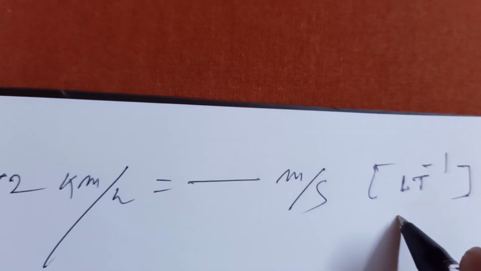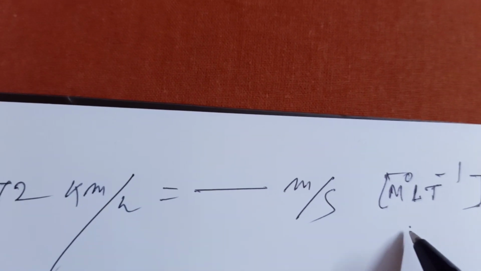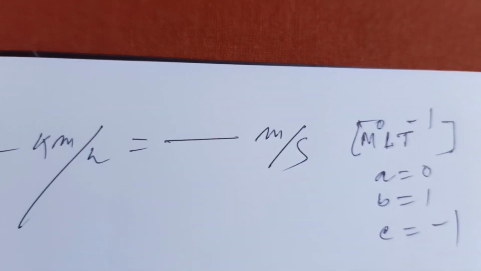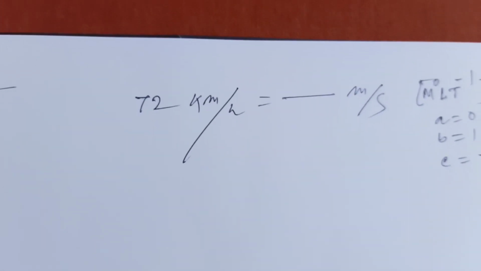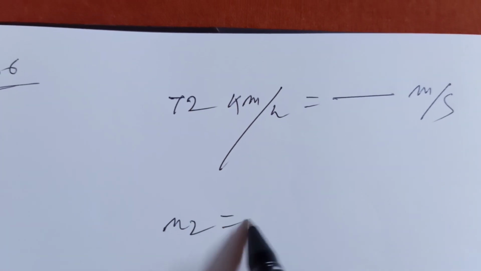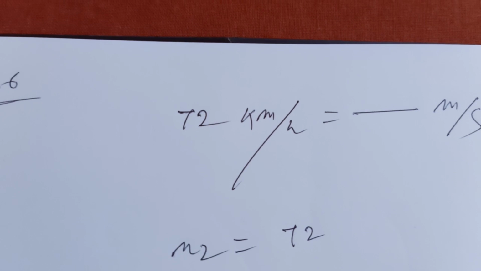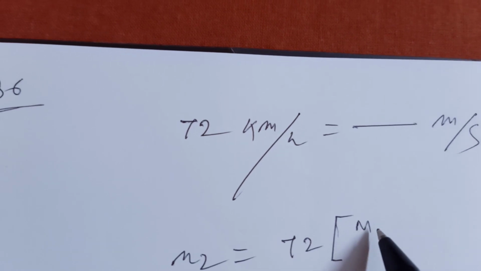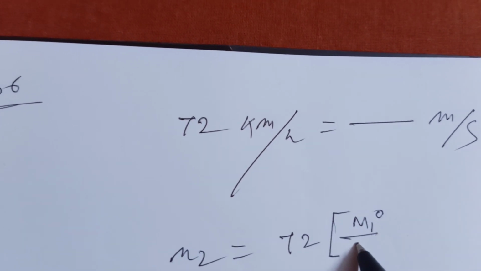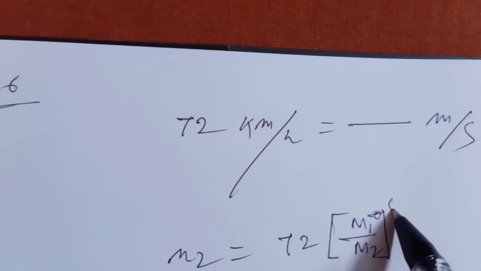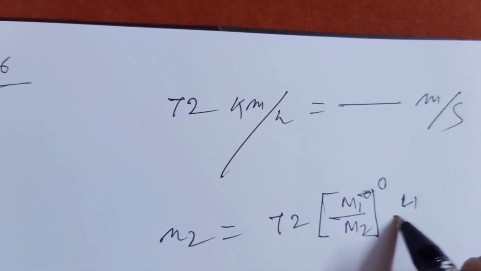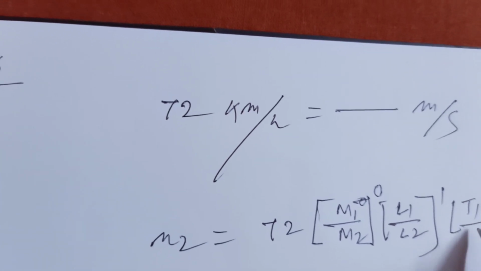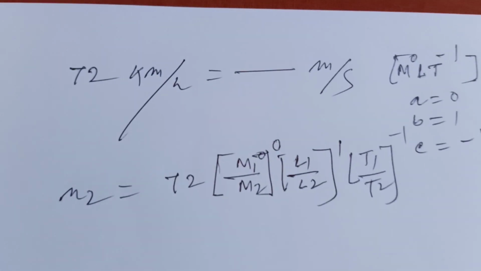So here M is not given, that is M to the power of 0. M to the power of 0 means a equal to 0, b equal to 1, and c equal to minus 1. So next step, n2 equal to n1, that is 72, and mass, here mass is M1 by M2 whole to the power of 0. Something to the power of 0 means 1, L1 by L2 whole to the power of 1, and T1 by T2 whole to the power of minus 1.